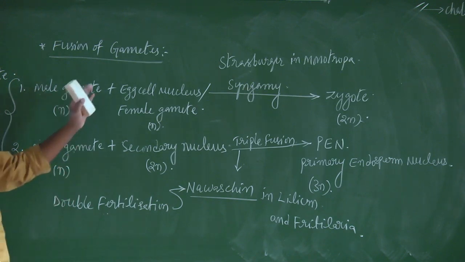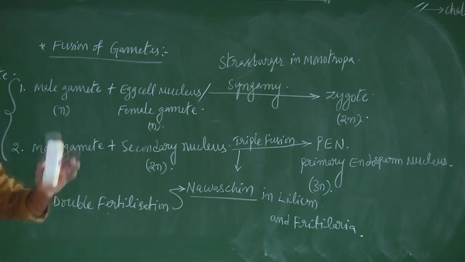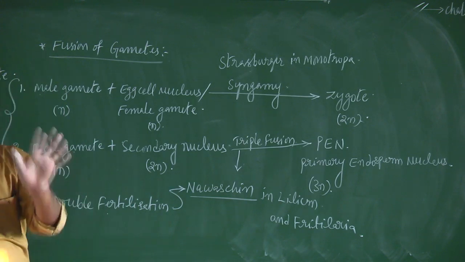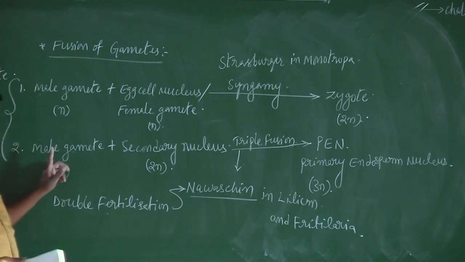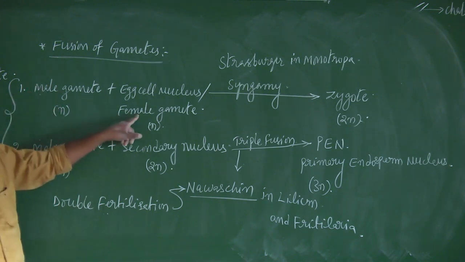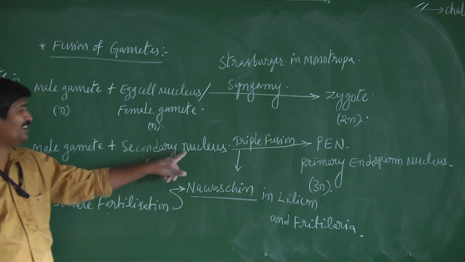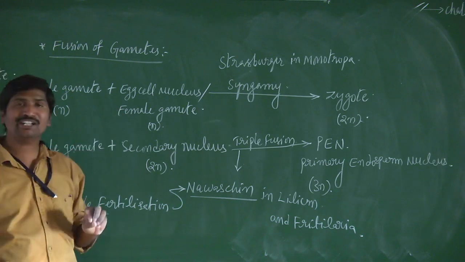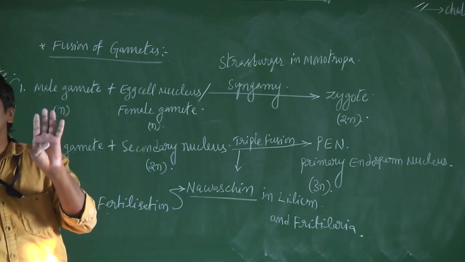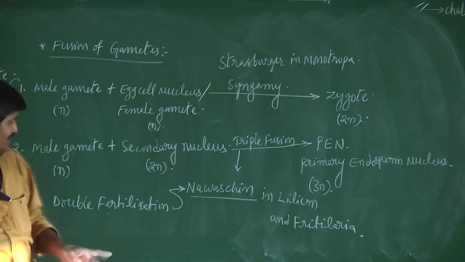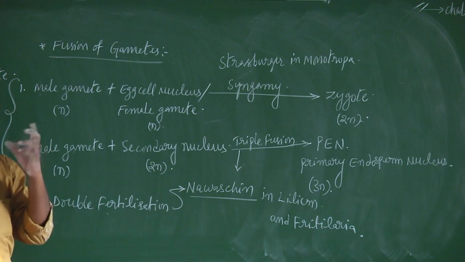Here, in total how many gametes are fused? Here, in total there are 3 gametes: 2 male gametes and 1 female gamete. How many nuclei fuse here? In total, 5. One male gamete nucleus, another male gamete nucleus, the female gamete nucleus, and the secondary nucleus, which has 2 nuclei, making 5 nuclei. It is very important in double fertilization. In total 3 gametes are involved and 5 nuclei fuse. That is the character of double fertilization.